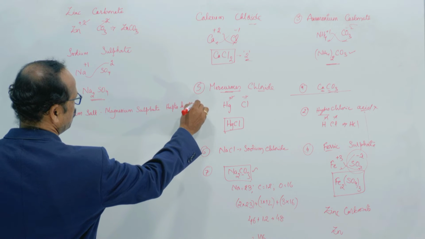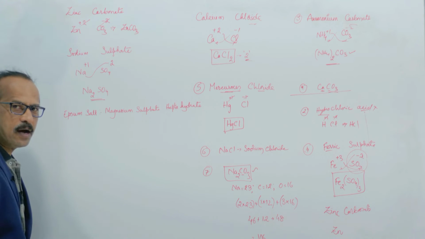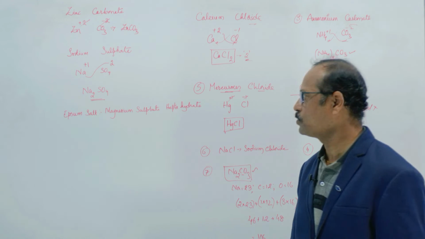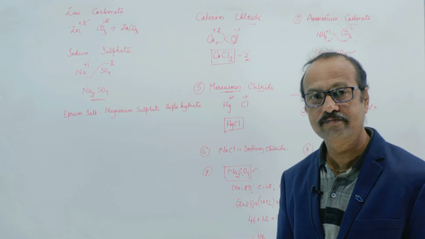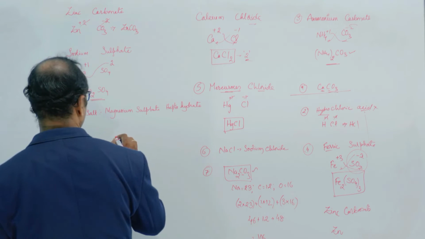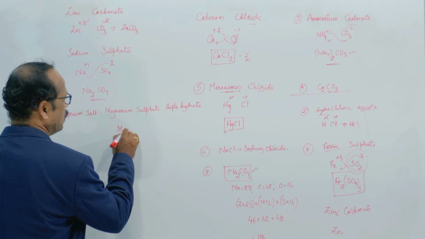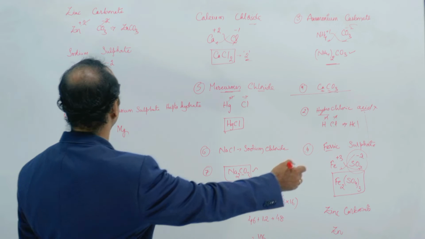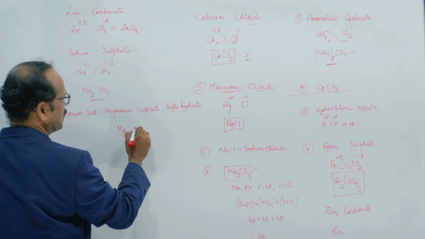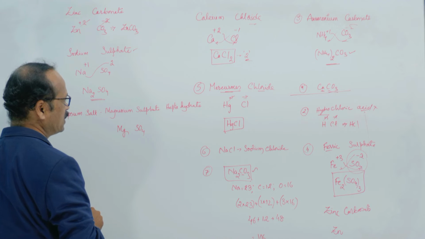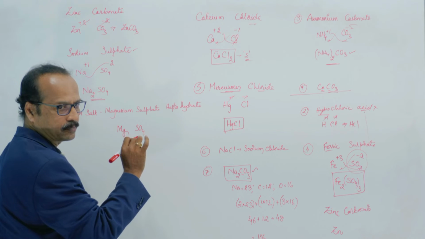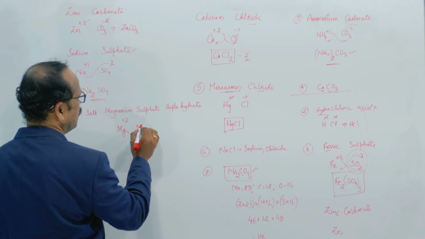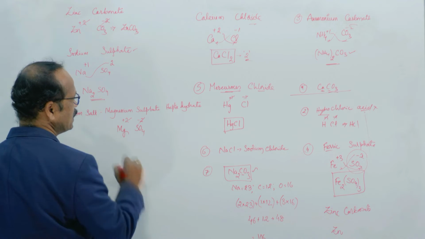Magnesium sulfate heptahydrate. First we write magnesium. What is the symbol of magnesium? Mg. What is the symbol of sulfate? See on the board, sulfate is SO4. What is its valency? Magnesium is plus 2, and sulfate is minus 2. The same number is there, so you can cancel.